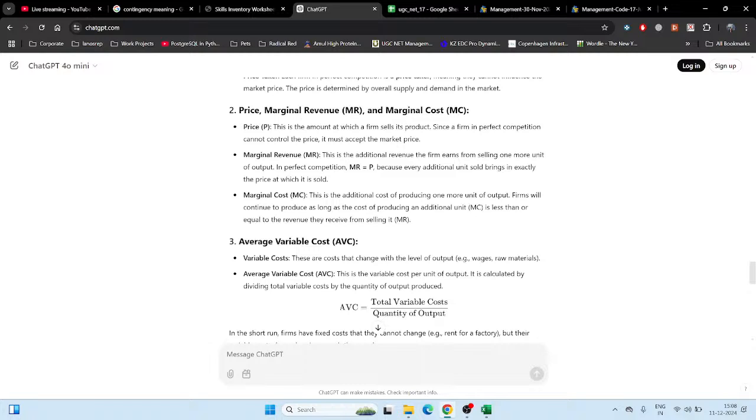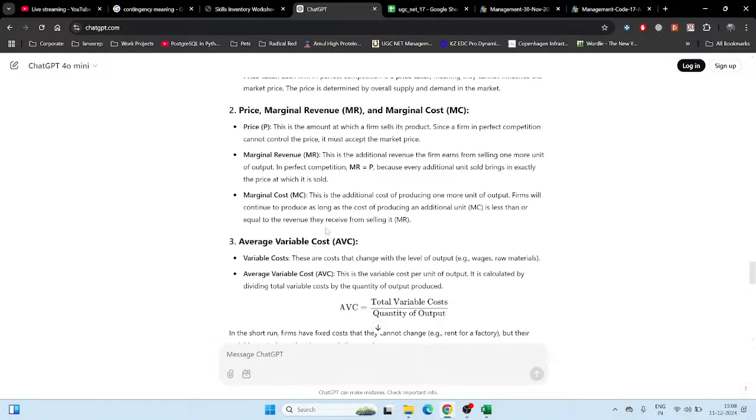Marginal cost is the additional cost of producing one more unit of output. Firms will continue to produce as long as the cost of producing an additional unit is less than or equal to the revenue they receive from selling it. So even if you produce one more, its cost should be less than or equal to the price. If it increases, it doesn't make sense to sell.